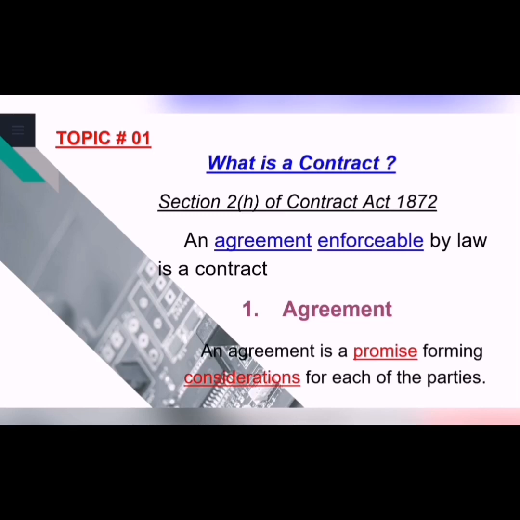So again, you can see in the agreement definition, two points are quite apparent and mentioned with underlined red. First one is promise and second one is consideration. So when a promise has consideration for the parties, it becomes an agreement.